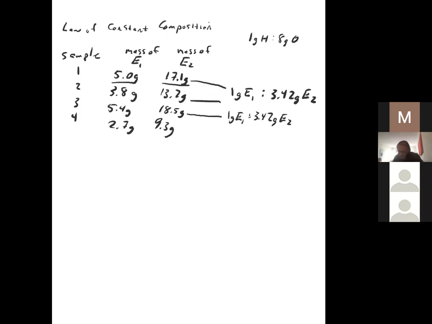So again, yeah, the second one, you got 3.8. So you divide that by itself and then you divide the second one. So the second one is 13.2 over 3.8. And here we get about 3.47. So that's a little different. Okay, so let's try the last one. The last one, 2.7 divided by itself is 1. And now let's do the 9.3 over 2.7. 3.44.